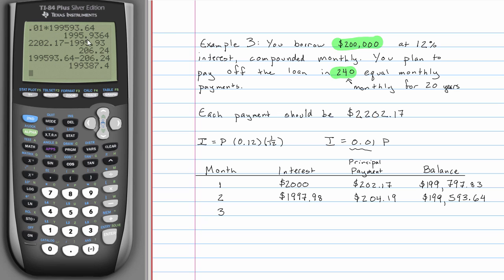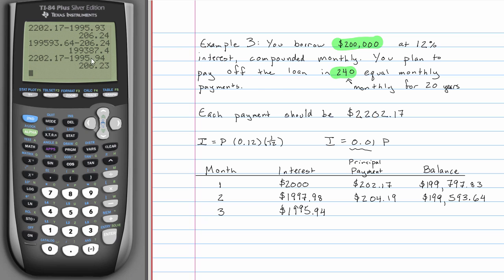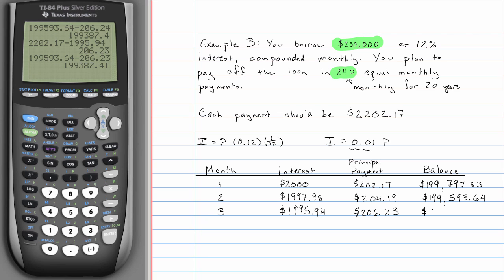And I noticed that I rounded that incorrectly. I actually wanted $1,995.94 paid toward interest, which means that $206.23 was paid toward the principal, which means that we actually owed $199,387.41.